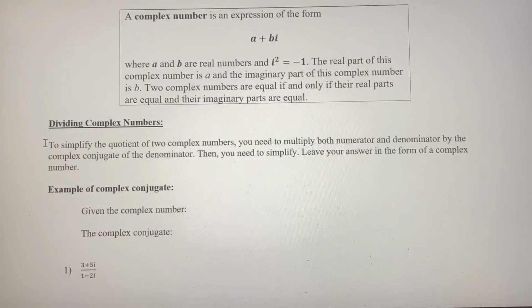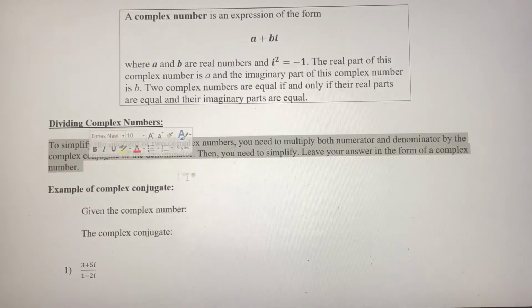So to divide two complex numbers, to simplify or find that quotient, you need to multiply both numerator and denominator of the given problem by the complex conjugate of the denominator. Now, we've used this concept several times this year, but I'll go ahead and define it for you anyway. After you've used the complex conjugate, you're going to need to simplify, and we want to leave your answer again as a complex number in the form a plus bi.